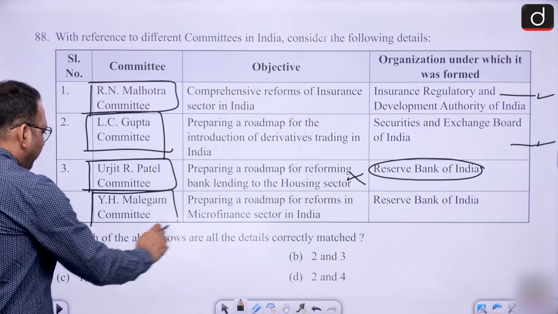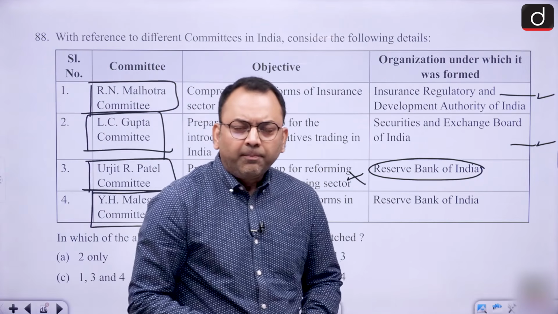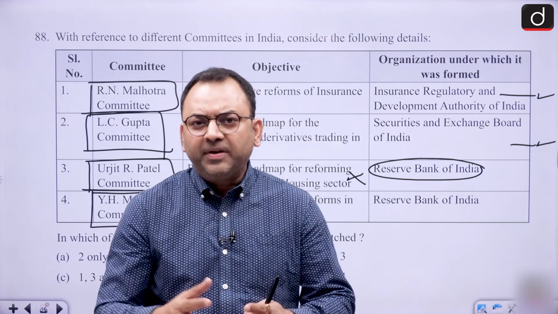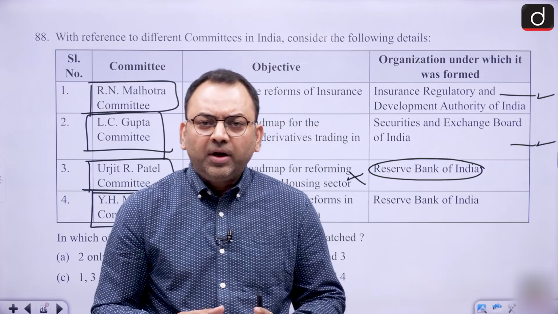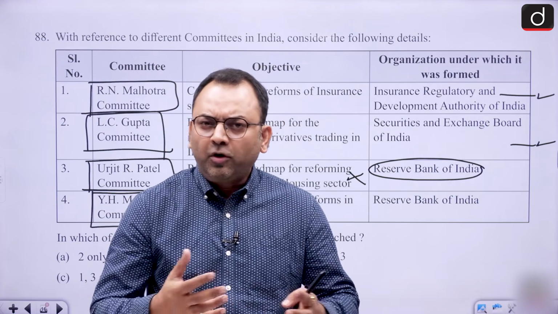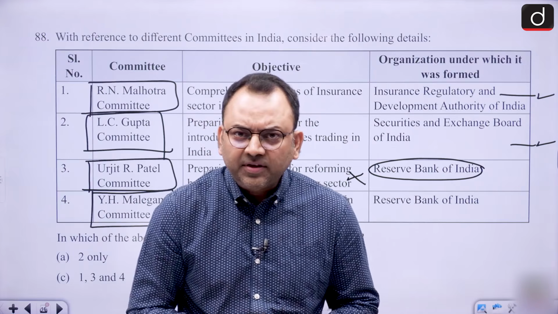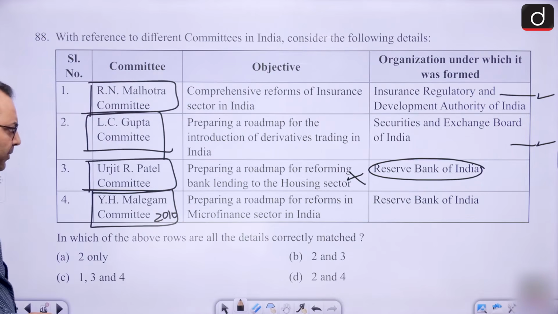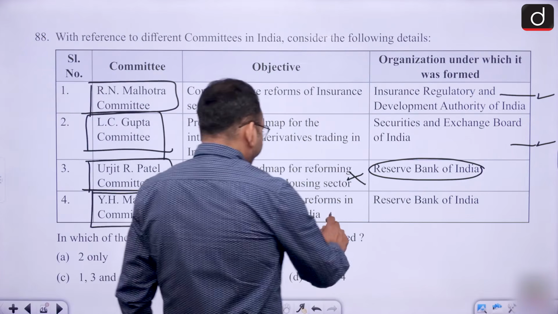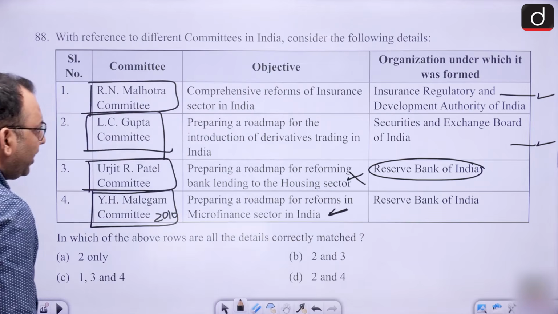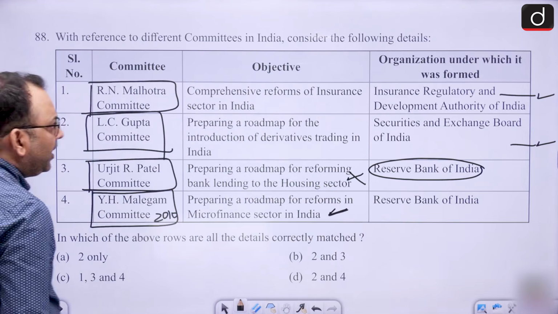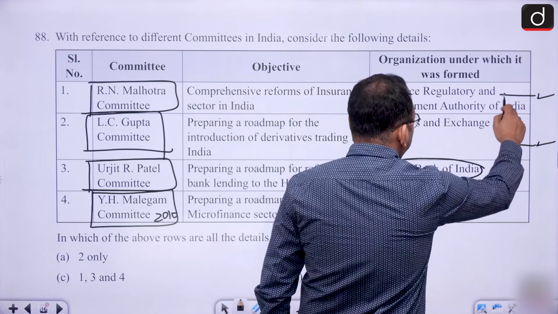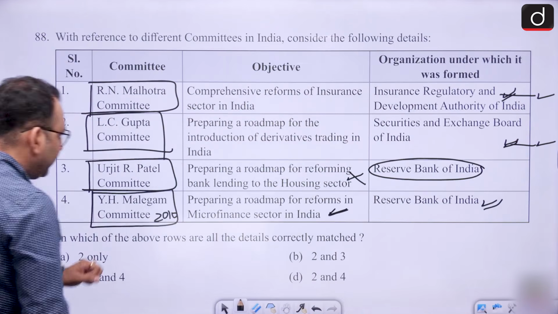Friends, in Andhra Pradesh, it was found that in the year 2010, microfinance companies were charging very high rates of interest from poor peasants, poor farmers. So to check this practice of loot of the poor people by microfinance institutions, in 2010 we had the YH Malegam committee, which is actually true in this case. Friends, technically we can say that these three options look correct, but the answer is not that in this case.